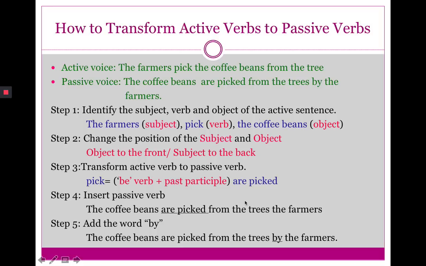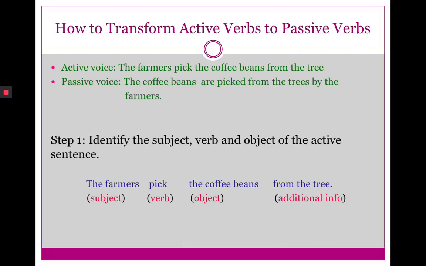I think the step is very easy for you to understand. Alright, so let's recap. Step number 1, you want to identify the subject, verb and object of the active sentence. So most of the active sentence, it will start with the subject and then followed with the verb and then followed with the object. And then from the 3 is additional information, right? Anything that tells you where it happened, when it happened, how it happened, those are what we call additional information. Okay, but the main structure is this one: subject, verb, object.